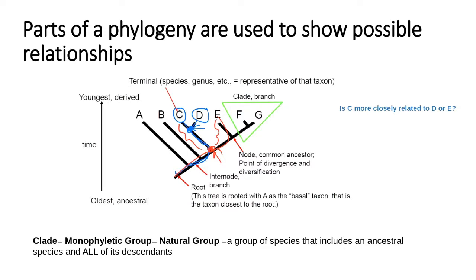So C and D are close species, and C and E are much farther away from each other. So they are not as closely related, evolutionarily speaking, as C and D. And this is the type of analysis I would want you to perform when you look at your own tree after you construct it.